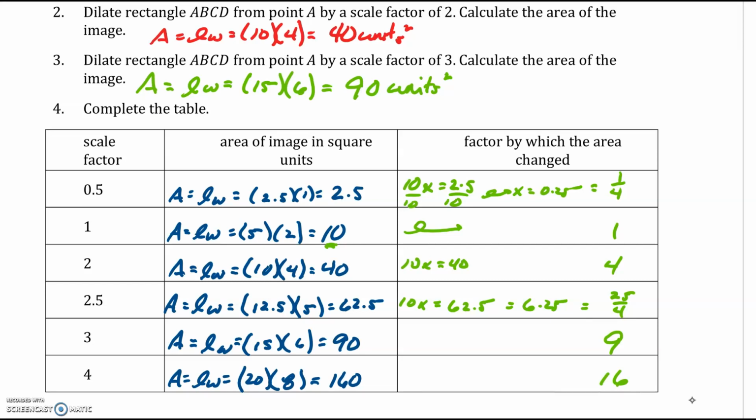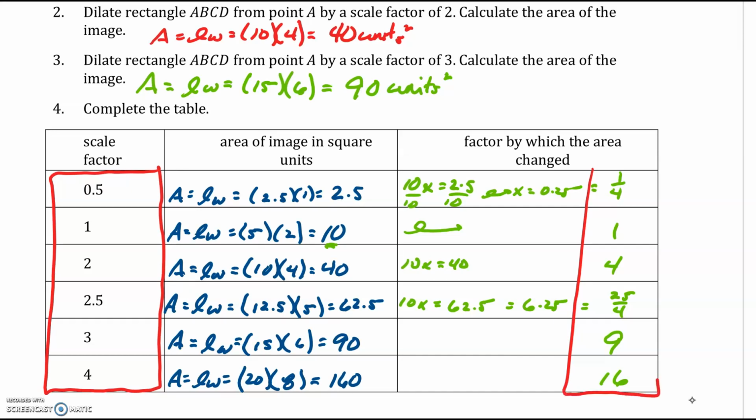Now, what I'd like you to do is notice the relationship between these scale factors and these factors by which the area changed, and see if you can draw a conclusion. So if I take 0.5 and I write it as a fraction, that is 1/2. If I take 2.5 and write it as a fraction, that is 5/2.